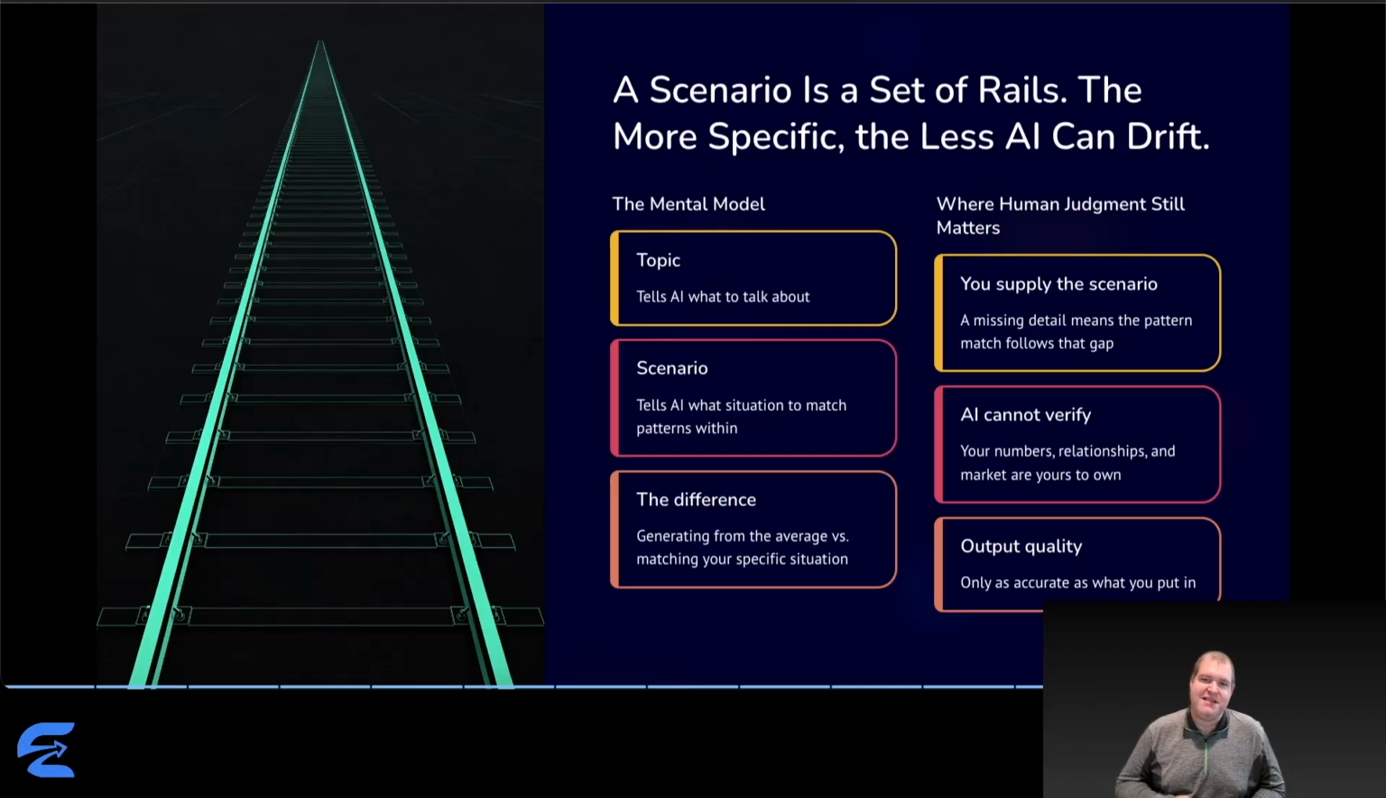Your judgment is what makes the scenario work. You supply the four components. If a detail is missing, the pattern match follows that gap and fills it with the average. The model can't verify your numbers, your client relationships, or your market position. The output is only as accurate as what you put in. That means the scenario is your responsibility. Give the model your actual situation, and it has what it needs to find a specific match. Leave gaps open, and it fills them for you. And you won't know where.